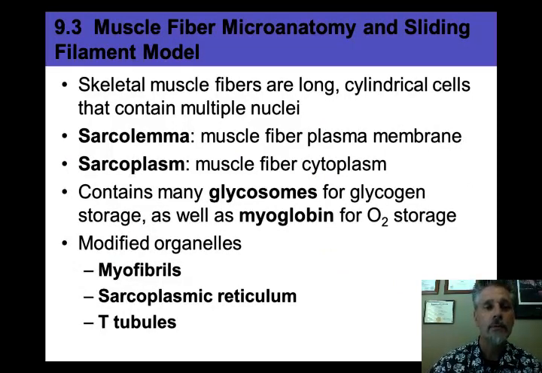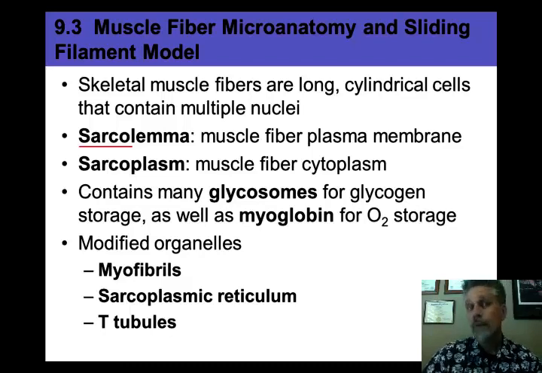So remember, the prefix sarco is also going to be showing up again and again. These are very specialized cells. It's not just a generic round cell, so they have specialized names. Instead of the plasma membrane or the cell membrane, we have the sarcolemma. Instead of the cytoplasm, we have the sarcoplasm. And when we look at it, we also find that there's a variety of other specialized structures as well.